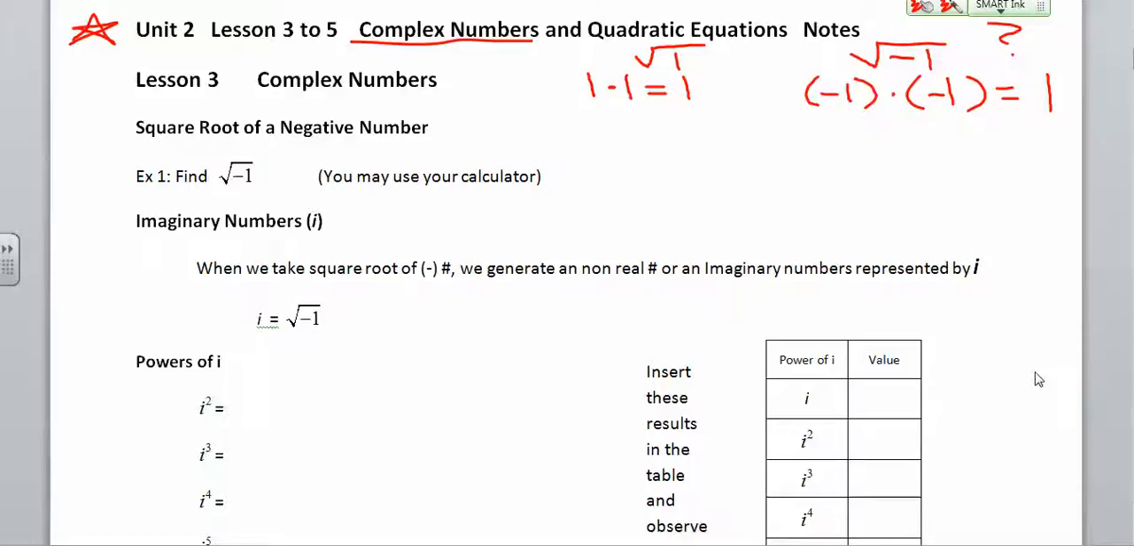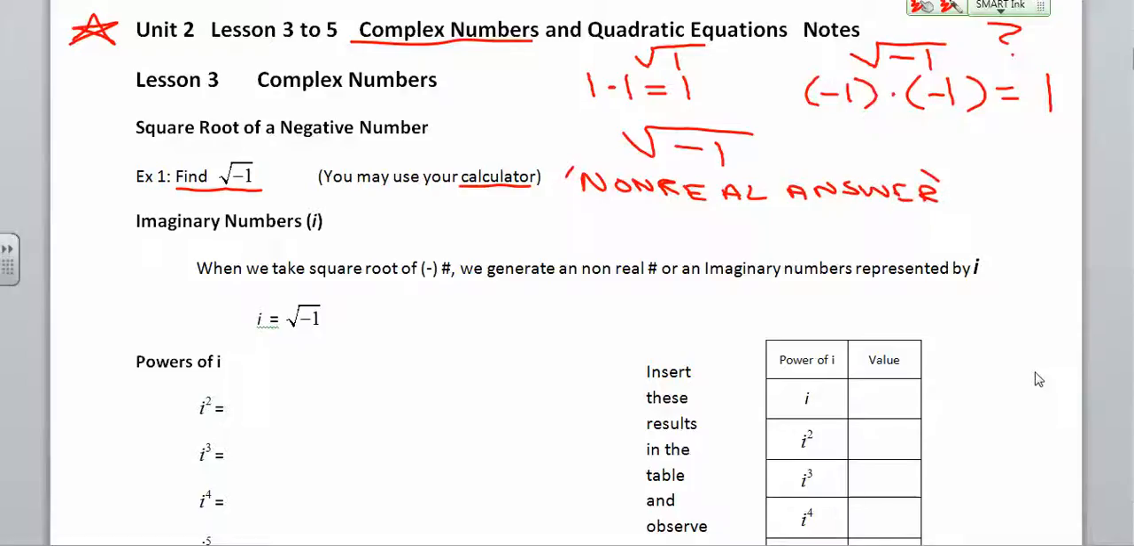So a real important understanding is that we cannot take the square root of a negative number, such as negative 1, and get a real number for an answer. What we're going to see is we get something called an imaginary number. If you try to find the square root of negative 1 in your calculator, you'll get an error that says non-real answer. And so that's your calculator telling you that you have something called an imaginary number.